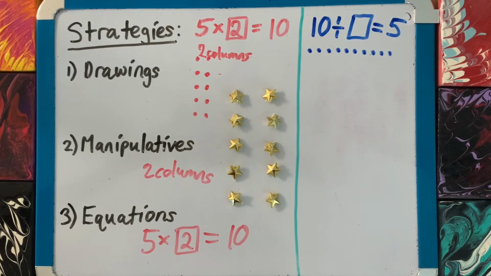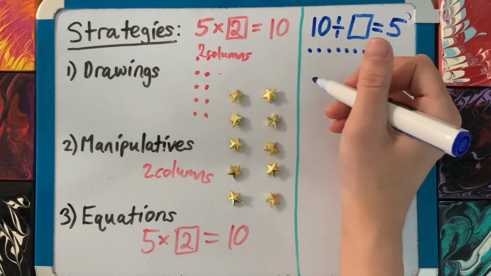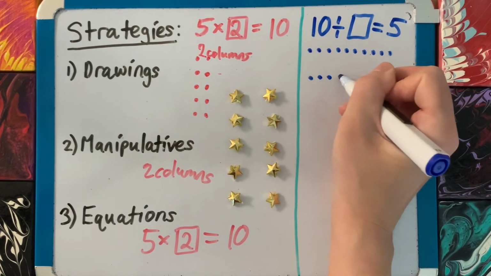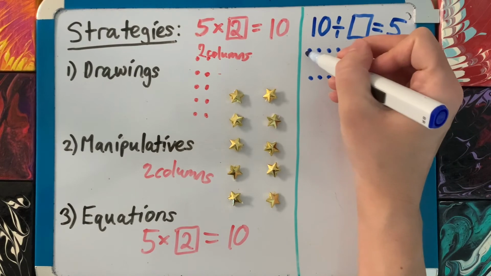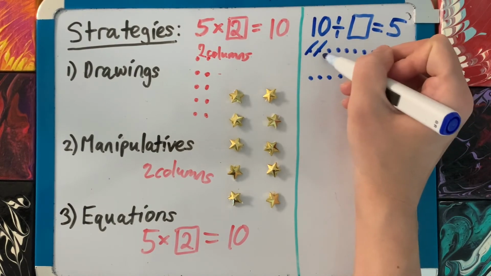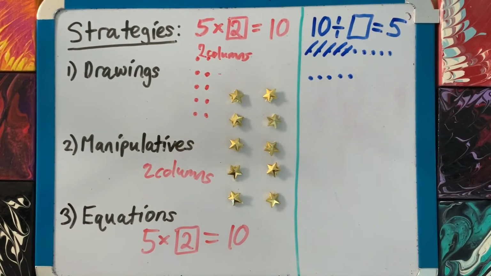Okay, so we have 10 dots on our paper, a total of 10, and we need to divide them into a certain number of groups such that there are 5 in each group. So I'm going to put 5 in my first group, 1, 2, 3, 4, 5, which means I'm going to cross out 5 of these dots. 1, 2, 3, 4, 5.